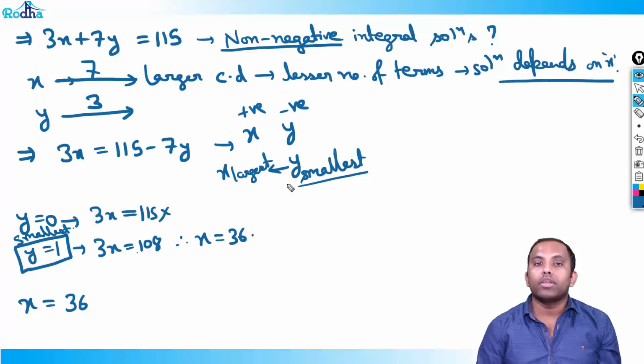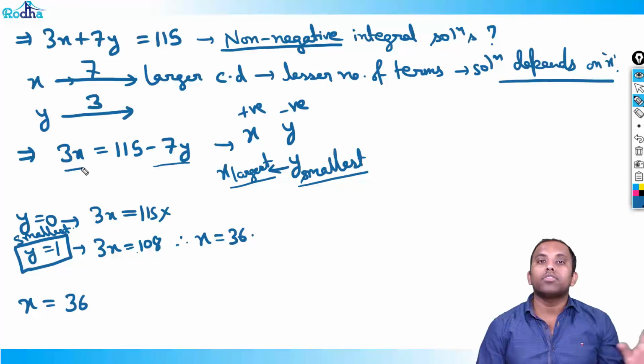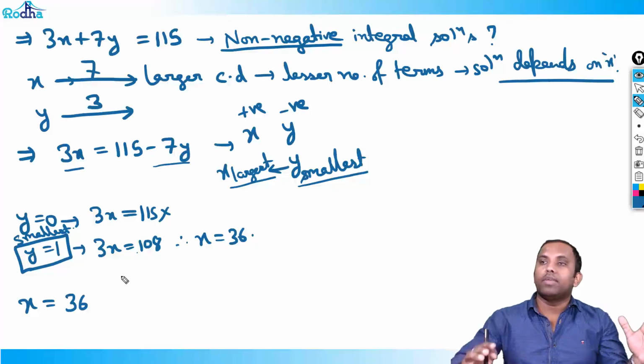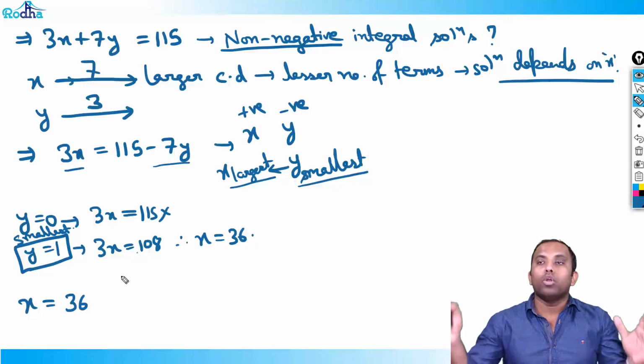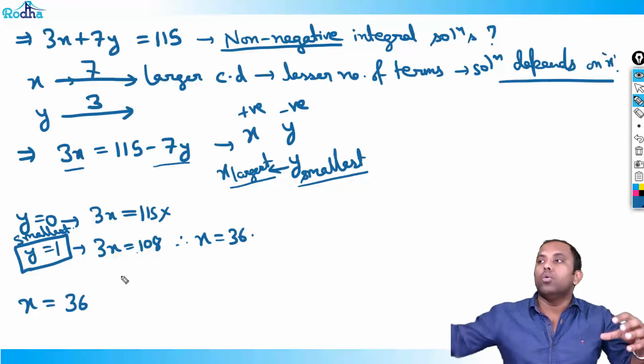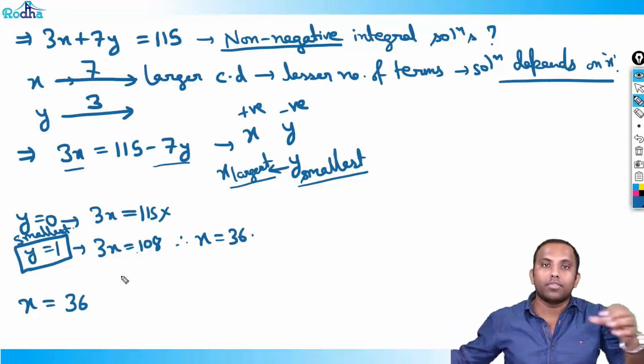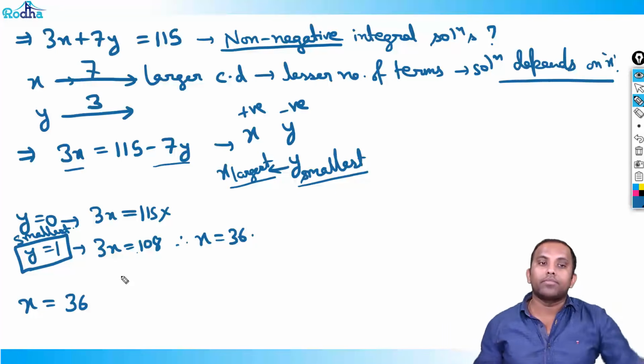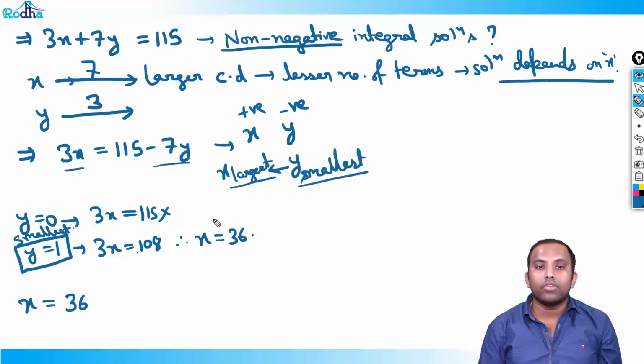So the smallest y will give me the largest x. Why? Because in this equation, y contains a negative sign and x contains a positive sign. How to check this? Keep one variable on the left hand side and one variable on the right hand side. Don't put both variables on one side and say both are positive. That way, if x is increasing, y will be decreasing. So x is 36. If y is the smallest, x is the largest. So 36 is the largest value of x.